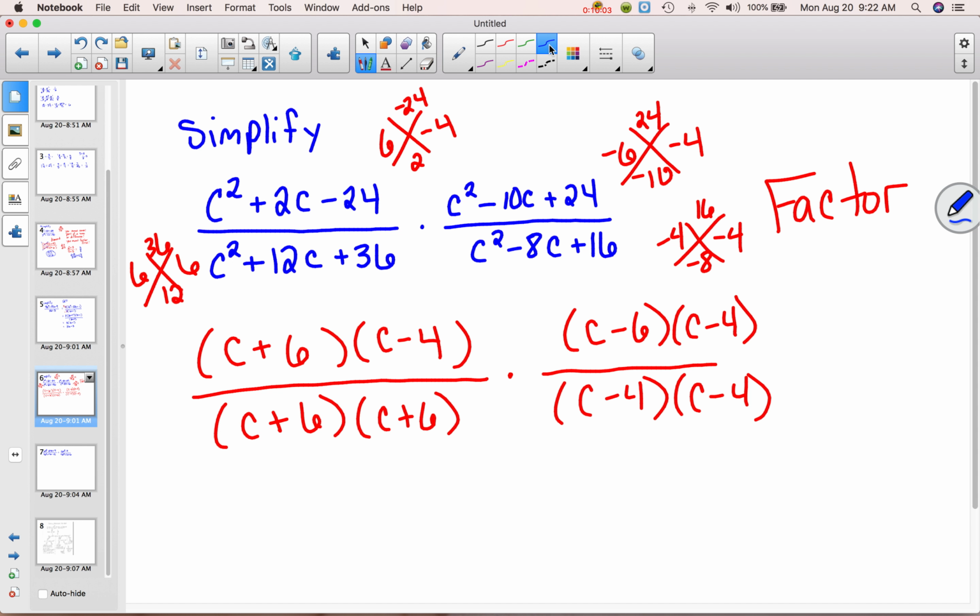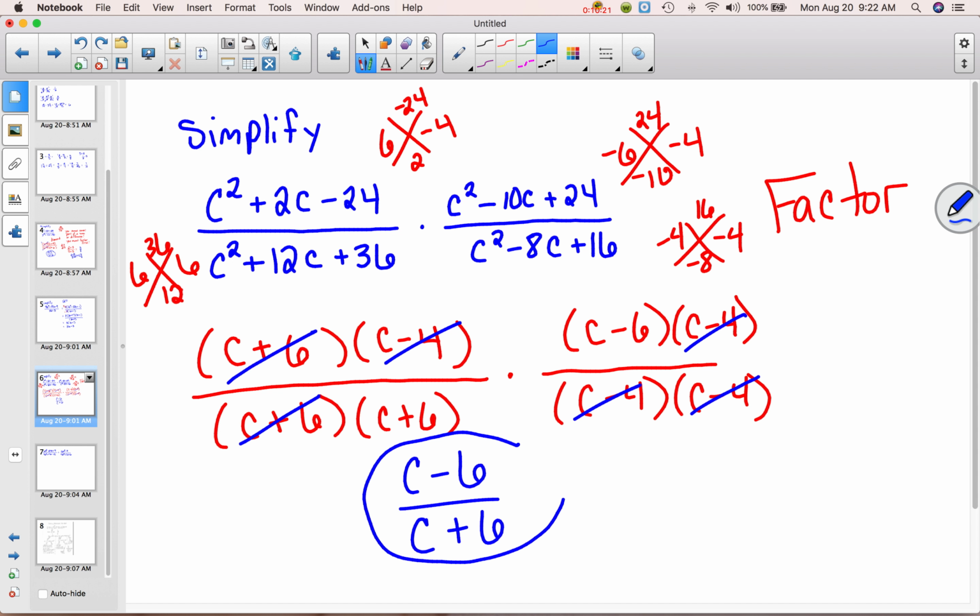Once you have everything factored, now I think this part's kind of fun because all you're really doing is trying to find things that are the same. Something in the numerator with something in the denominator that cancels. So I'm going to cancel these. I'm going to cancel this. I'm going to cancel this. And I'm left with c minus 6 over c plus 6. And that's done.